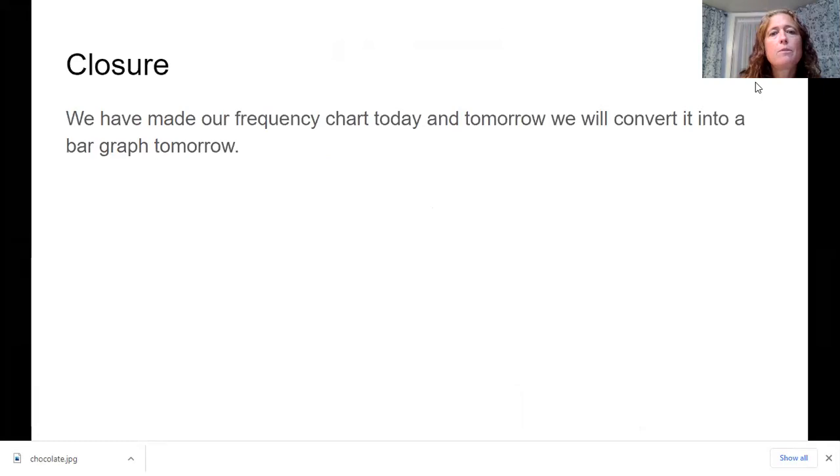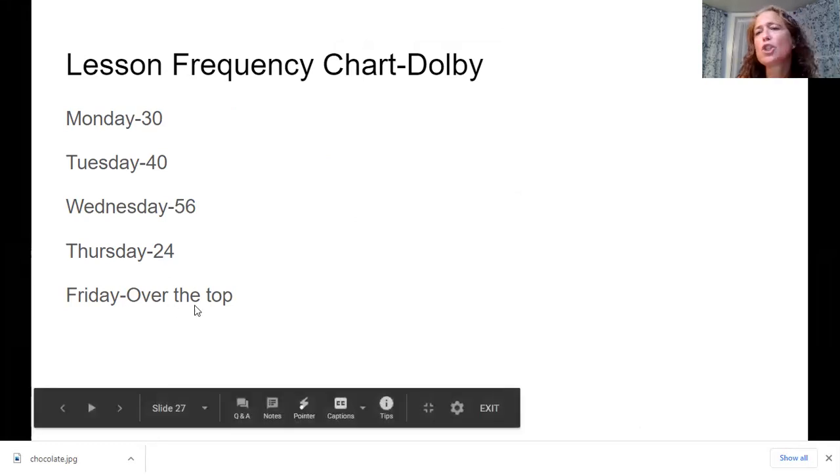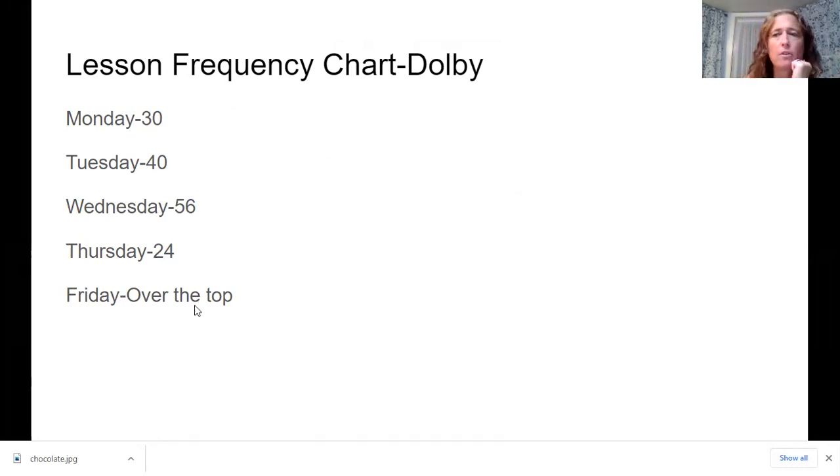All right, our frequency chart looked like this, okay? On Monday, they had 30 glasses of lemonade sold. On Tuesday, there were 40. Wednesday, there were 56. Thursday, there were 24. And then Friday, they said there were so many that it hit the top of the graph.